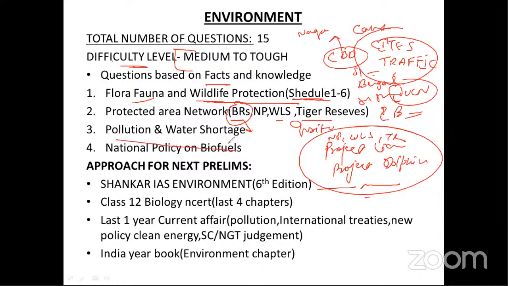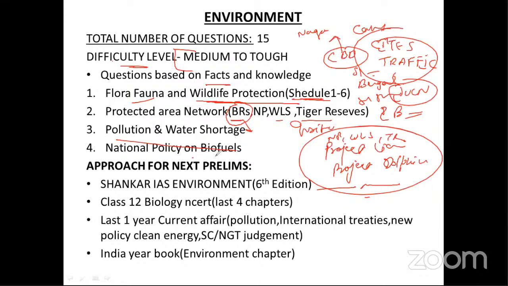Air pollution, stubble burning: how has air pollution become a major issue for our country? Water shortage: that's why the government created a new ministry, the Jal ministry, to find out the problems of water shortage in India. Groundwater crisis, because our entire agriculture depends on water irrigation facilities. So that means all recent current affairs news related to pollution and water shortage policy of the government.